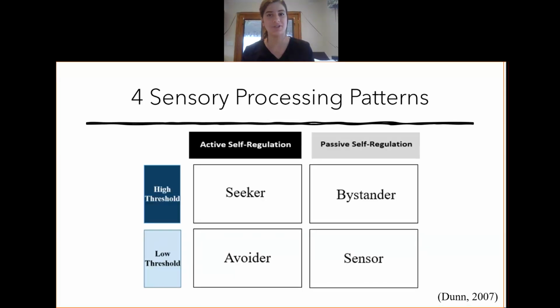Since there are two thresholds and two different self-regulation strategies, we end up with 4 different sensory patterns. The patterns include seeker, bystander, avoider, and sensor. I'll go into each pattern and explain more about them in the upcoming slides. But if you ever heard someone in the clinic say, oh, he is definitely a seeker, or yeah, she's an avoider, this is exactly what they're talking about.